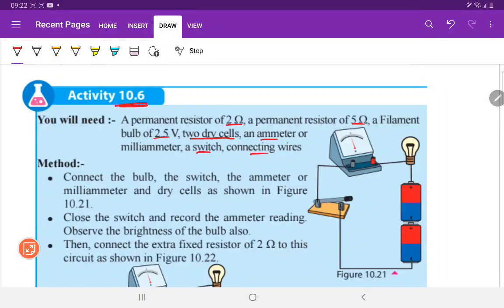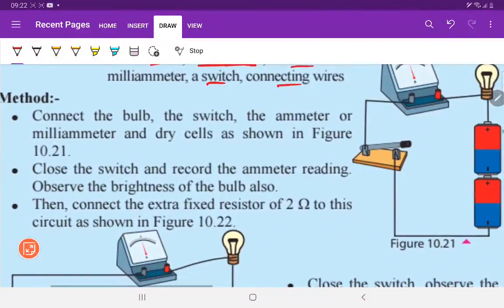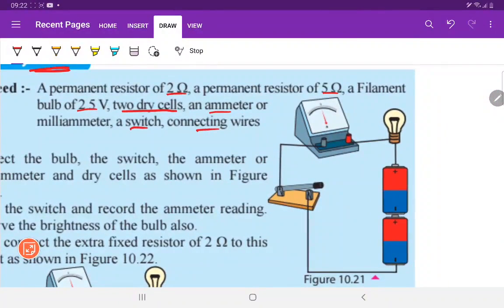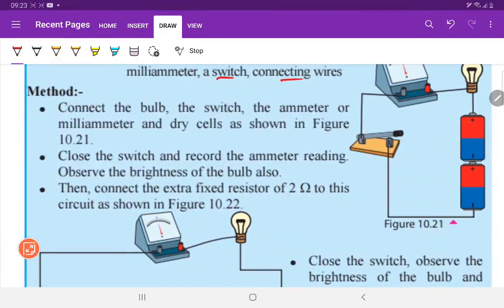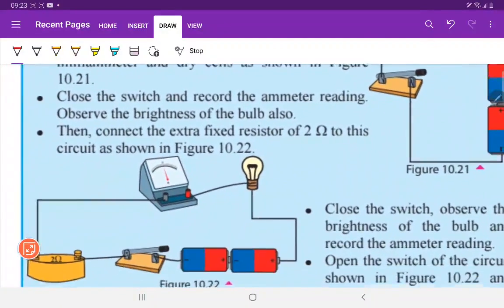So the method: connect the bulb, the switch, the ammeter or milliammeter, and the dry cells as shown in figure 10.21. Okay, in 10.21, how are they connected? Here we see the milliammeter or ammeter, the bulb, two dry cells and a switch. Now close the switch and record the ammeter reading. Observe the brightness of the bulb also.